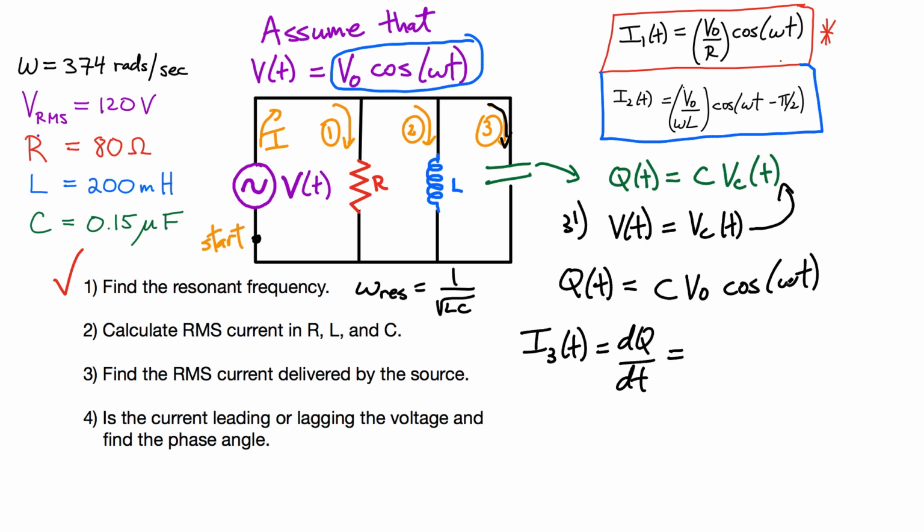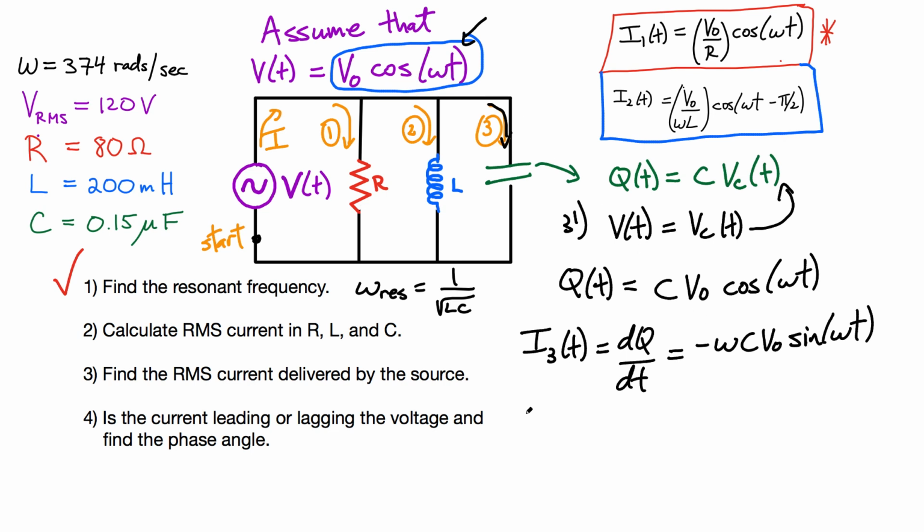The derivative of a cos gives me a negative sign, and you also have to use the chain rule and take out an omega. So it looks like this: minus omega C V naught sine of omega t. Again, this is fine. This is the solution. However, what I want to do now is use another trig identity and try to write this in terms of a cos, just because my initial driving voltage, I wrote it in terms of a cosine function. It's going to help me later on in the analysis.